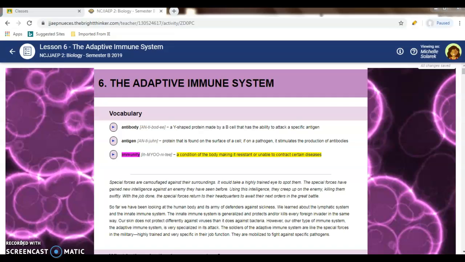Today we're going to talk about the adaptive immune system and how the different antibodies function to fight off infections. We'll jump right into it right now.